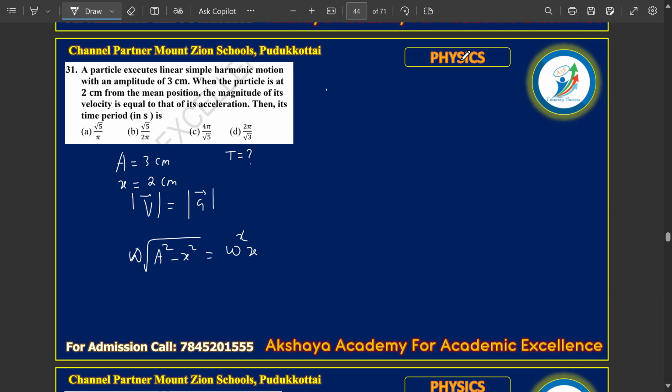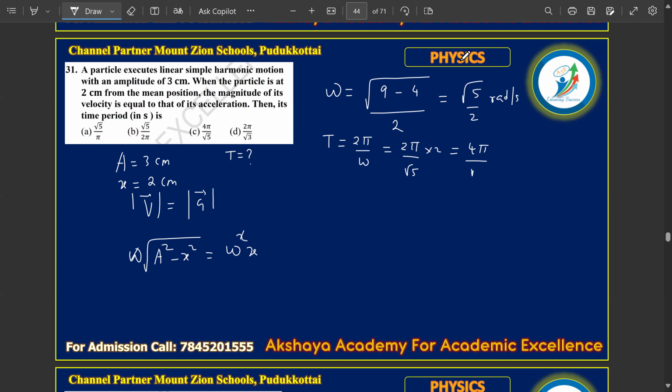From there, I can find omega, which is equal to root over a square minus x square, divided by x. A is nothing but 3, so 9 minus 2 square, which is 4, gives 5, divided by x, which is 2. So omega is root 5 by 2 radian per second. Now the time period T is equal to 2 pi by omega, where omega is root 5 by 2, which is 4 pi by root 5 seconds. Then the correct answer for question number 31 is option C.